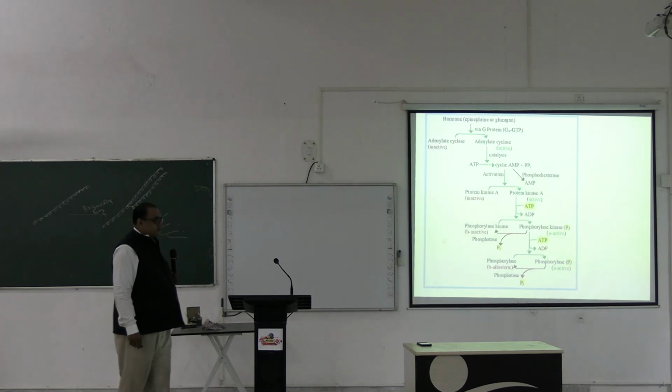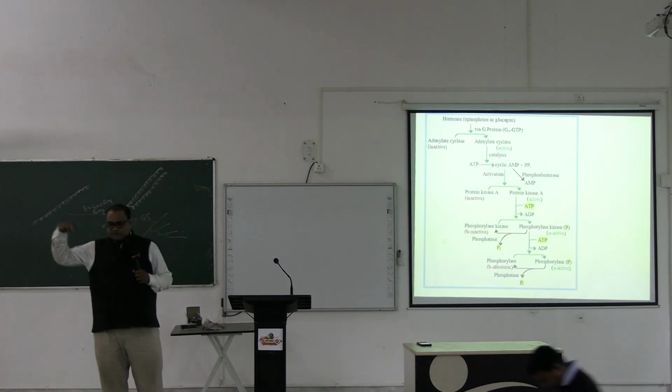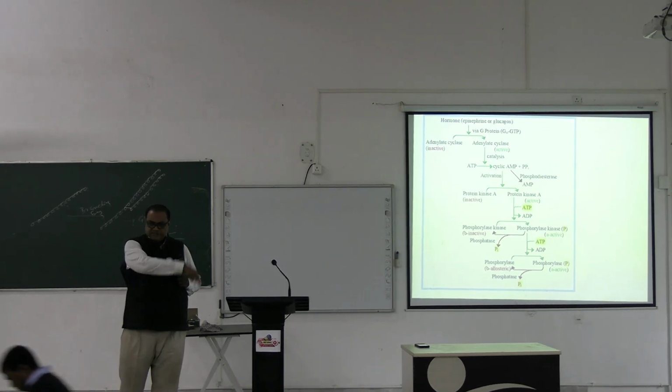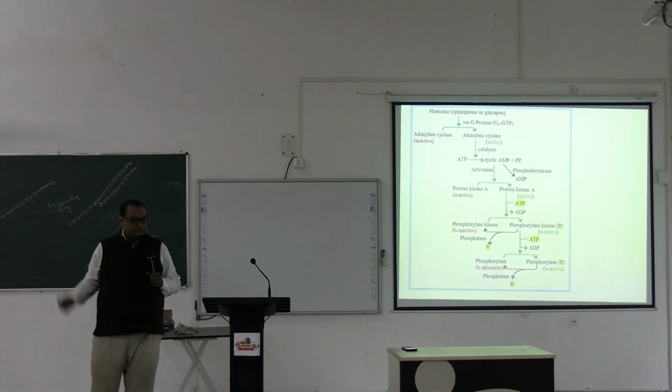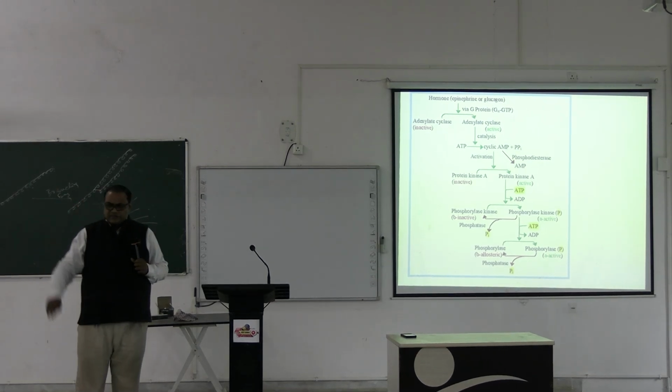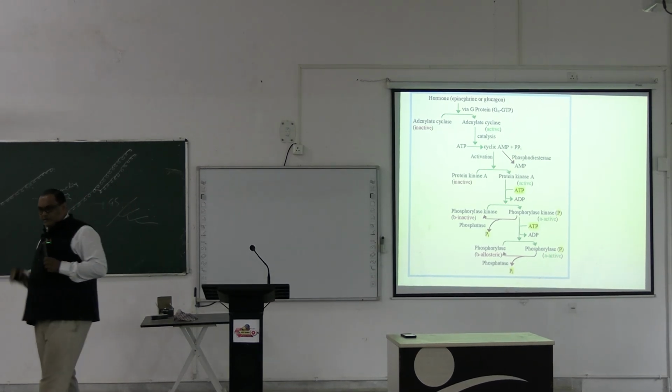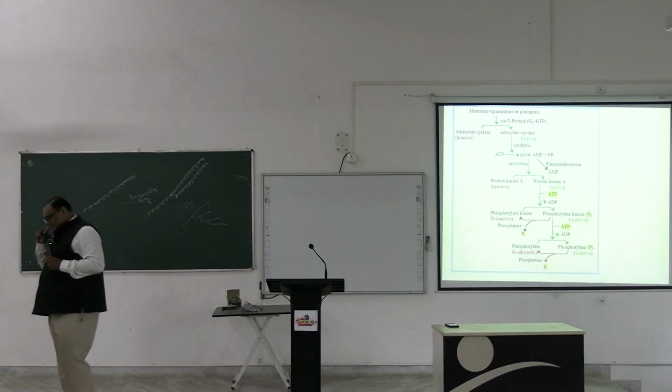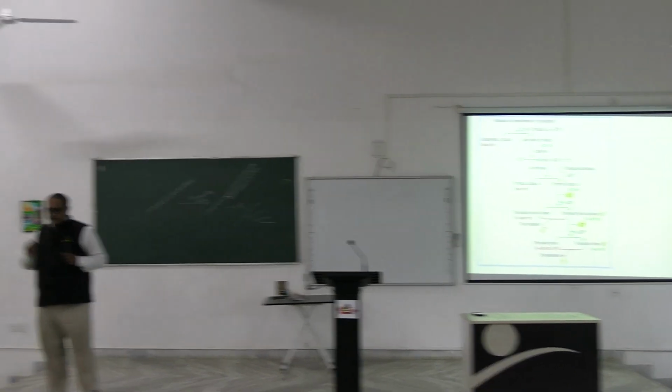Now this is called a cascade pathway. Cascade means waterfall, falling step by step. When a hormone attaches to the cell surface receptor, a series of events starts taking place inside the cell.